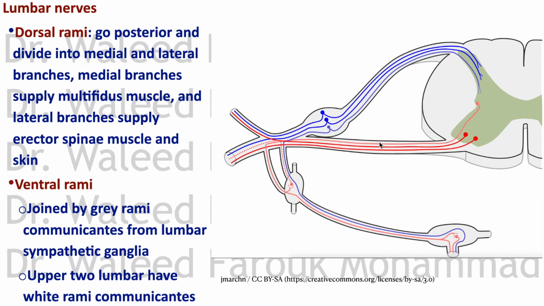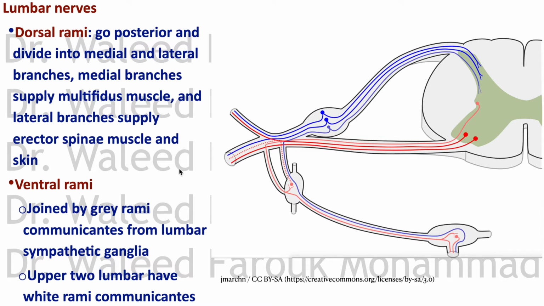And then the nerve divides into dorsal rami and ventral rami. Now the dorsal rami go to the back and divide into medial and lateral branches. The medial supplies the multifidus muscle, and the lateral supplies the erector spinae and skin of the back. Remember these, the dorsal rami, and they do not form any plexuses.